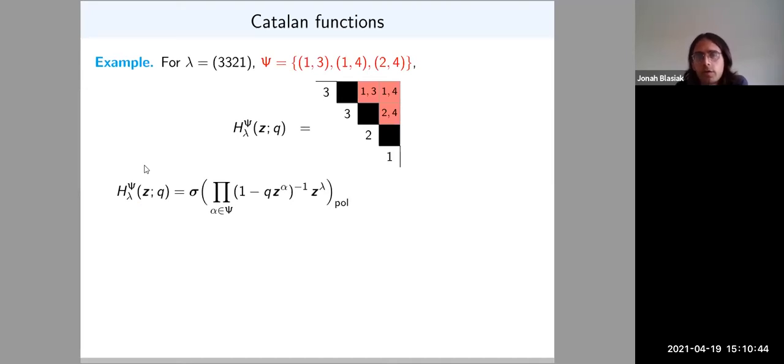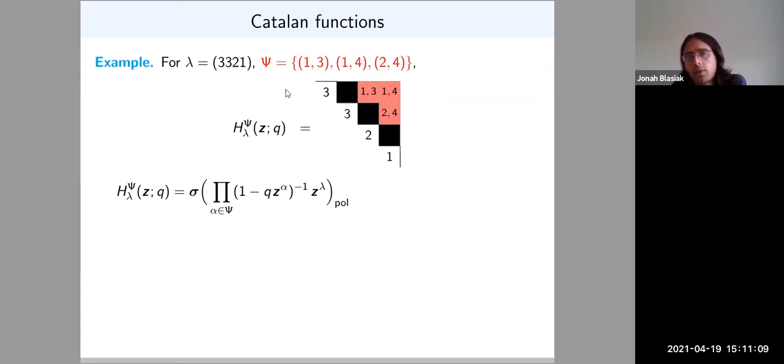Okay, so here's a specific example. We like to draw these Catalan functions with the weight down the diagonal like this. So here lambda is 3, 3, 2, 1. And then we mark the set of roots. In this case, we've chosen 3 roots. We mark these in their matrix positions in this diagram. Okay, and this is our picture of what a Catalan function looks like.